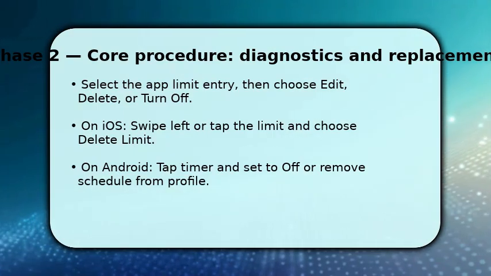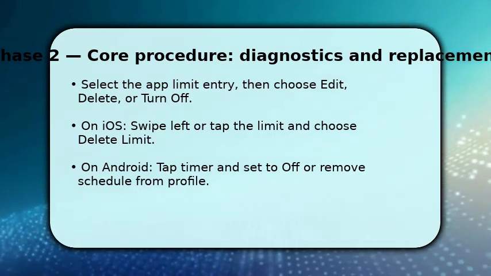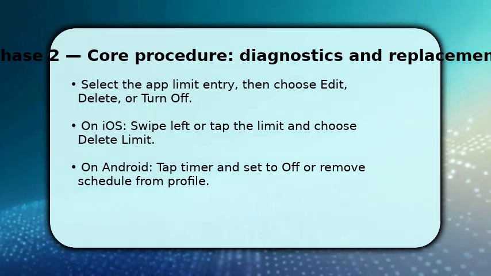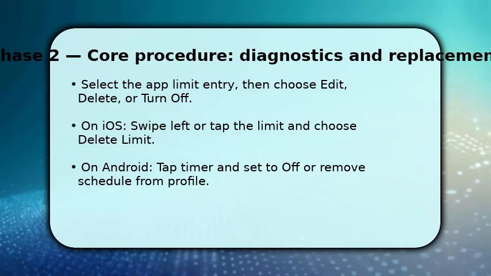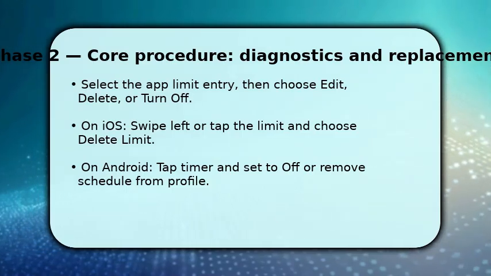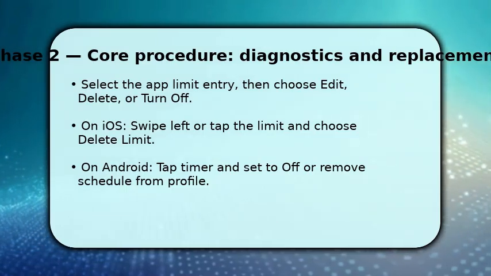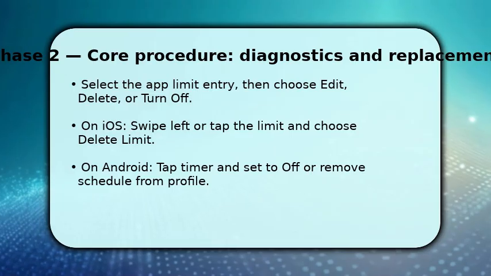Now you remove the limit. Tap the app's limit entry and choose the option to delete or turn it off. On iOS, either tap the limit and hit Delete Limit or swipe left on the entry. On Android, open the timer details and toggle the timer off or remove scheduled rules.